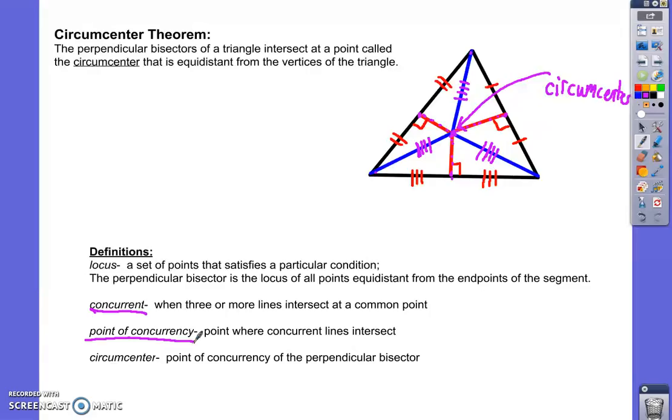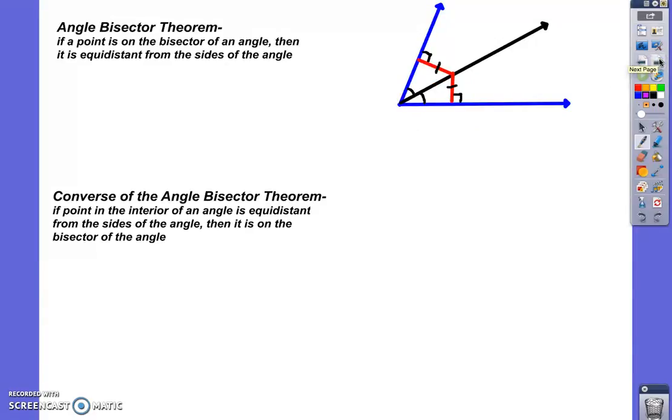All right, and the last one, circumcenter. Circumcenter, which is what we have here. It's the point of concurrency of the perpendicular bisectors. So adding those terms. Now that we've talked about segment bisectors, let's look at angle bisector theorem. Okay, so angle bisector theorem. It says if a point is on the angle bisector of an angle, remember an angle bisector cuts an angle in half. So that means that if this is an angle bisector, then it cuts the angle in half.